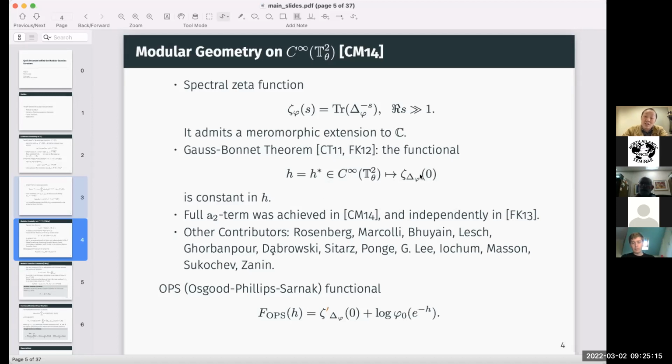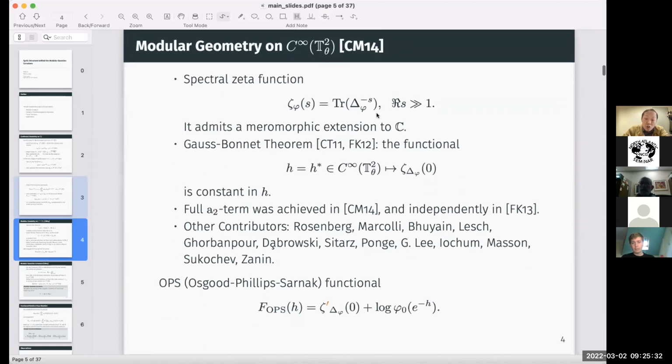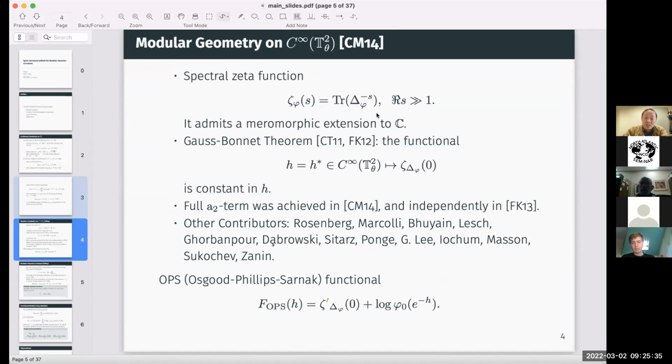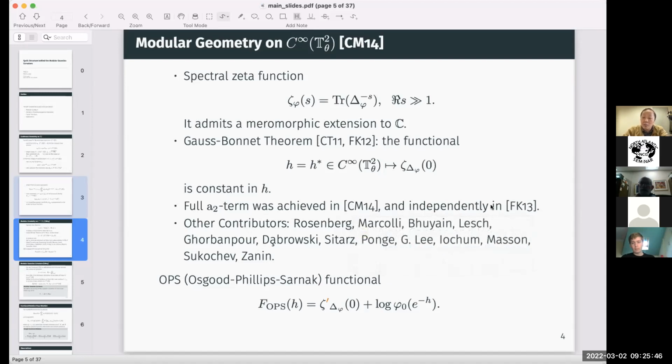So that's the first step, which only concerns the integration of the scalar curvature. Of course, the full A2 term, the full formula of this R2, shall carry more information. This was first achieved in the Connes-Moscovici paper, and the computation was also independently carried out by Fathizadeh and Khalkhali. Of course, the two results agree.